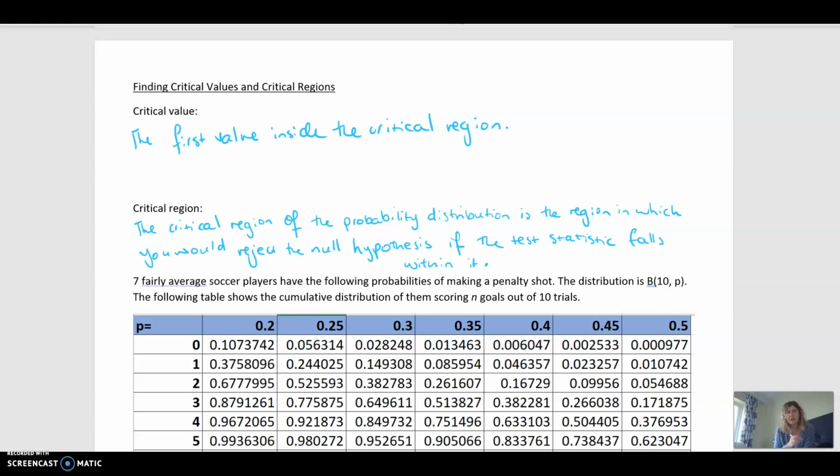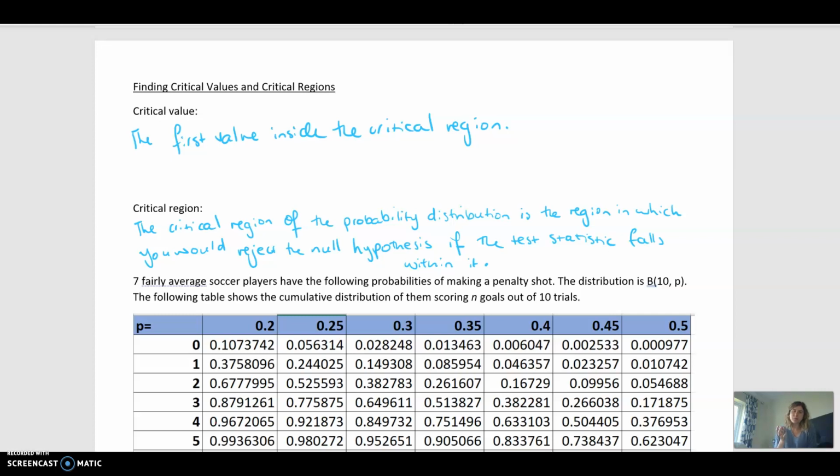Alrighty, good morning. The next thing you need to look at today is finding critical regions and critical values. Now, what we're talking about is critical region and critical value. We'll start off with critical region. These are probably actually the wrong way around, and I've got them written in there as well, just so you don't have to see me write it again.